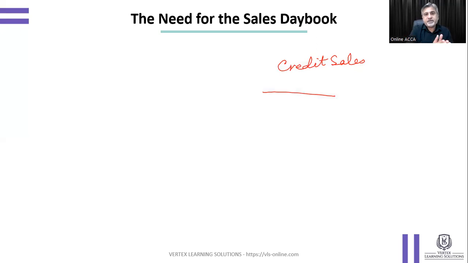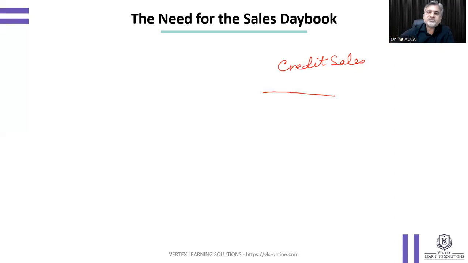So I put it separately and I call it a sales daybook. I put it in the sales daybook separately, so that I can monitor my receivables. I can follow up on my receivables. If the customer does not bring the money in 15 days, maybe I will send him an email, maybe I will give him a call. So I need to monitor and manage my receivables. This is one main reason for putting these credit sales separately, so that they do not get mixed up with the cash sales, because cash sales are done.